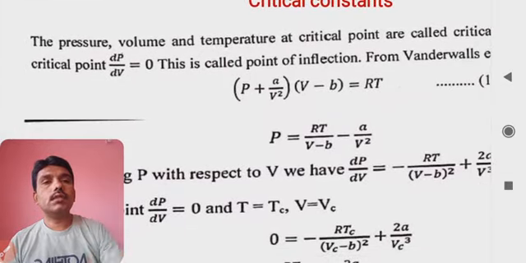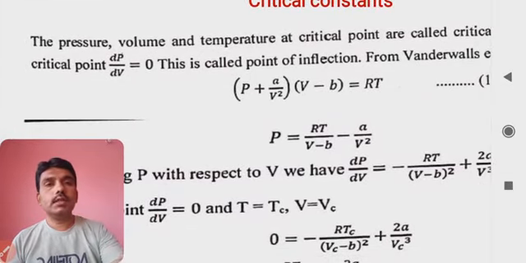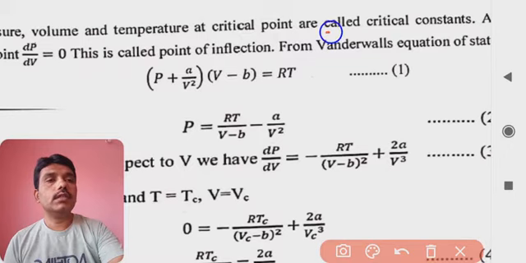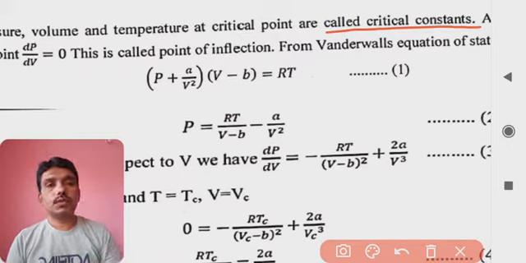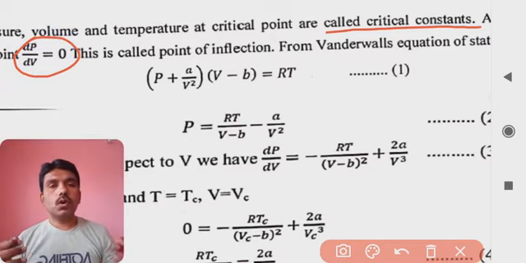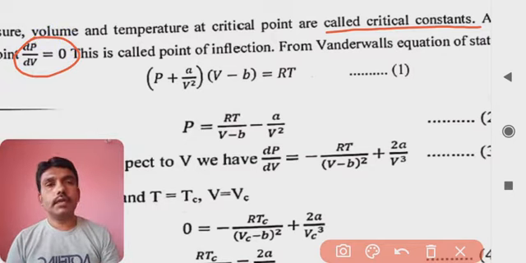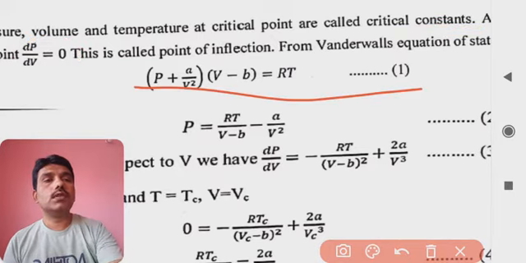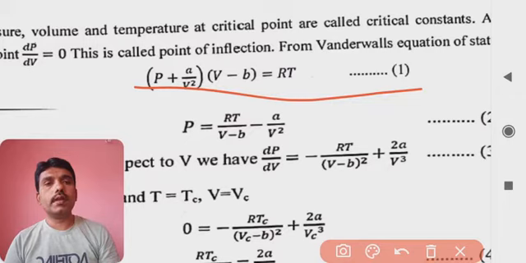As far as the pressure, volume and temperature at the critical point, they are known as critical constants, and we are interested here in finding the relationships with the corrected van der Waals equation of state. Again, as we know, dP by dV is equal to 0. So all those factors we are considering for getting the critical constants relationships. It is quite interesting to see what it gives us about the critical constant values.